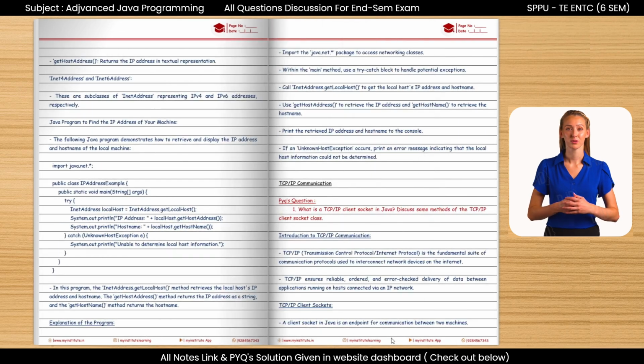Now let's move on to our next topic, which is Transmission Control Protocol and Internet Protocol Client Sockets. From this topic, we can expect the question like, what is a TCP/IP client socket in Java? Discuss some methods of the TCP/IP client socket class. A Transmission Control Protocol client socket enables reliable data transmission between a client and a server. Some important methods include connect to establish a connection, getInputStream and getOutputStream to read and write data, and close to terminate the connection.